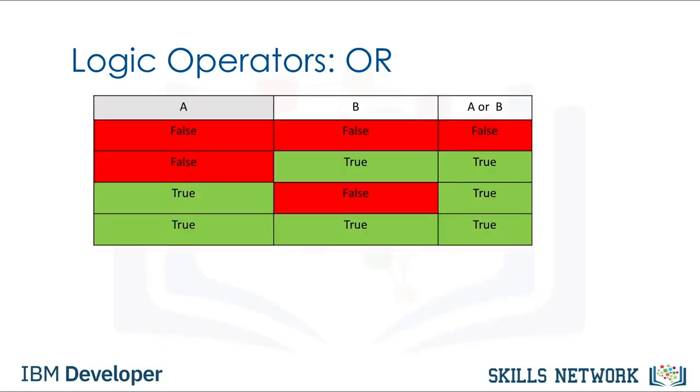We can use this table to represent the different values. The first column represents the possible values of A. The second column represents the possible values of B. The final column represents the result of applying the OR operation. We see the OR operator only produces a false if all the Boolean values are false.